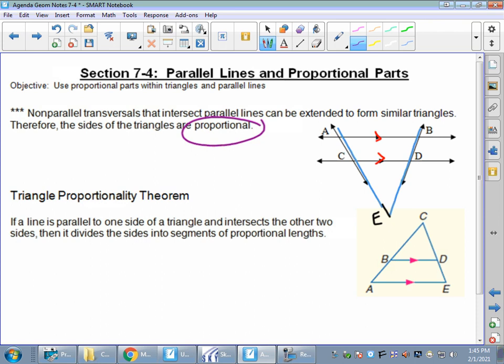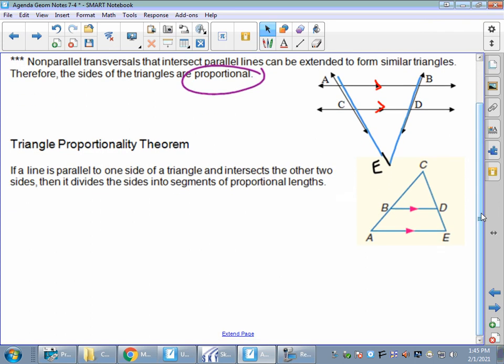So the first one is the triangle proportionality theorem. You don't have to memorize that, you just need to know how to use it. It says if one line is parallel to one side of a triangle, so BD is parallel to the side AE of that triangle, and it intersects the other two sides, so it intersects side AC and CE, then it divides the sides into segments of proportional lengths. So the sides get divided up.